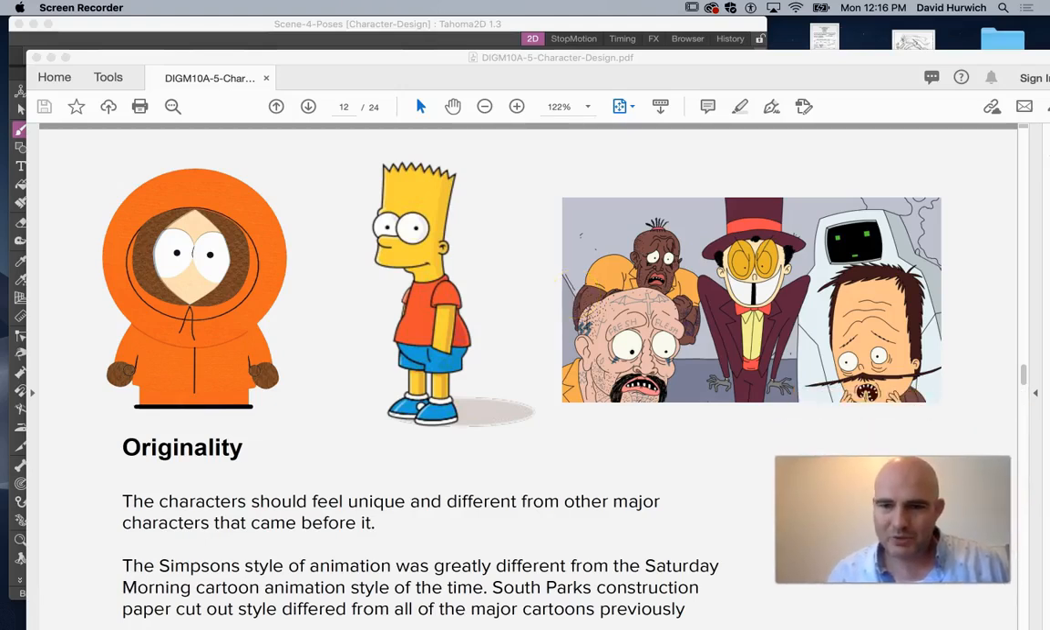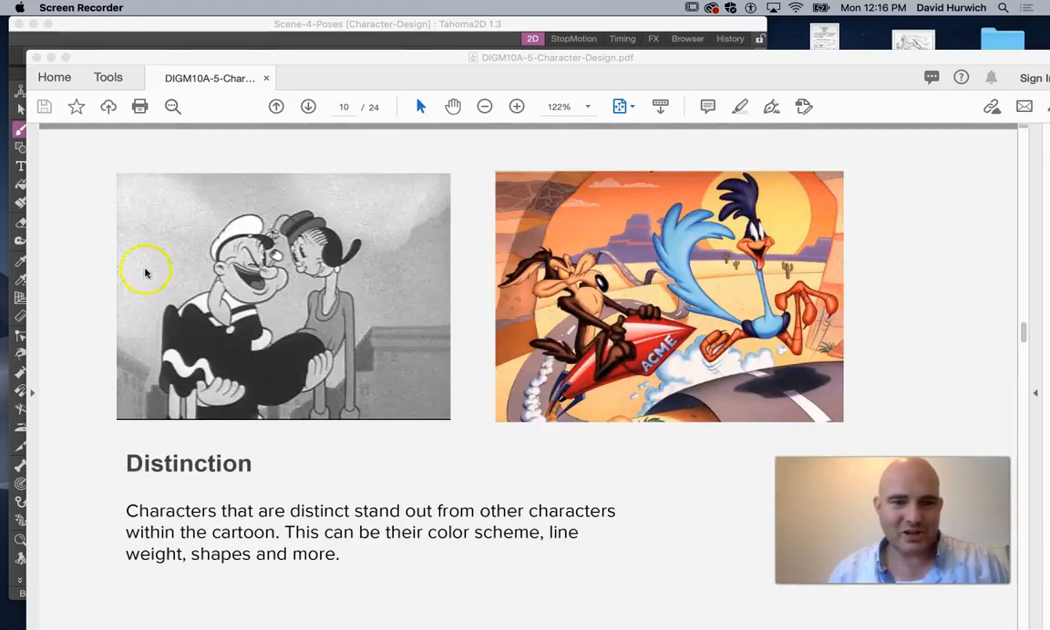Also, originality. People like cartoons that have their own quote-unquote feel. In other words, if you watch the history of animation, cartoons in different eras have different styles, really. Like, here's Popeye. This is like 1930s style.